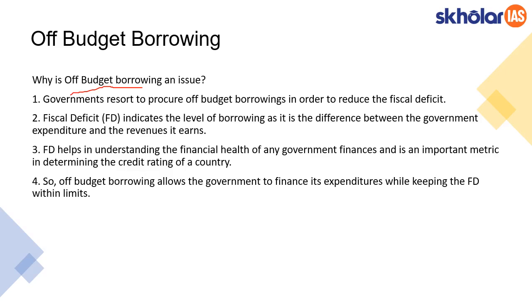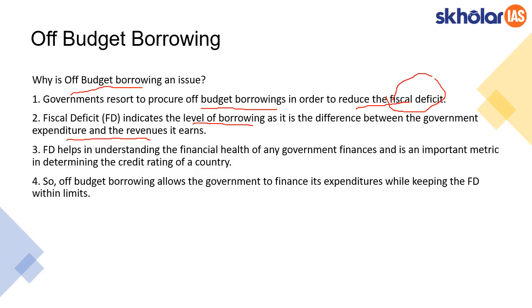Governments normally resort to off-budget borrowings to reduce the fiscal deficit. Before we understand it deeper, let's first understand what fiscal deficit is. It is basically an indicator for the level of borrowings. It is the difference between government expenditure and the revenue it earns. The formula is total expenditure minus revenue excluding borrowings. So fiscal deficit gives you the level of borrowing.